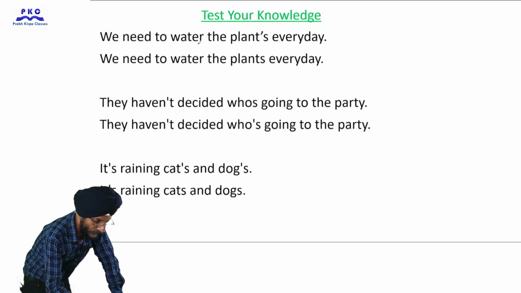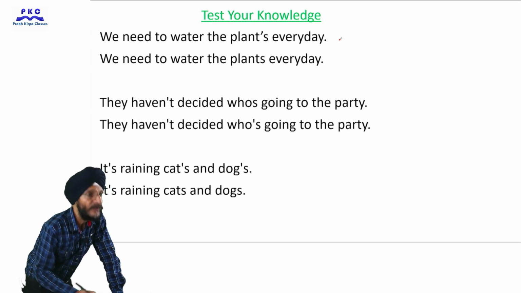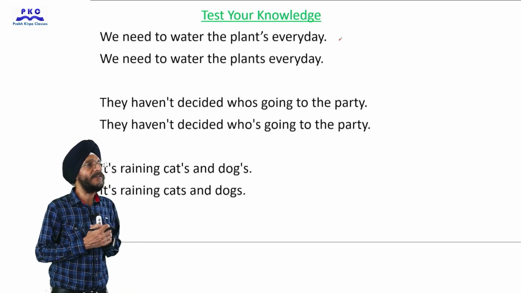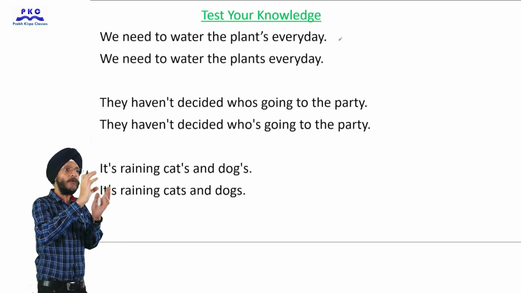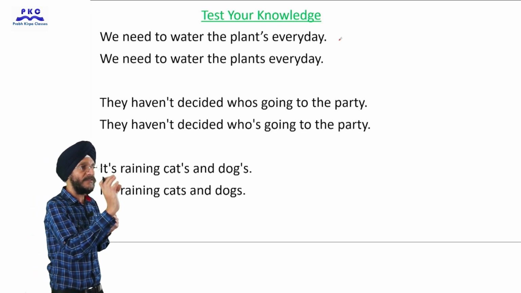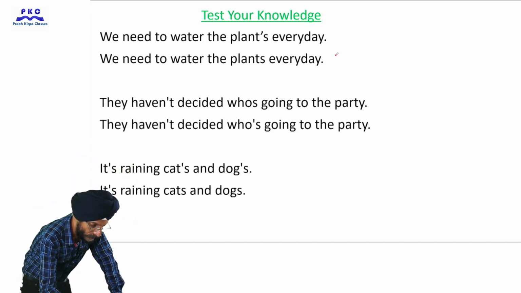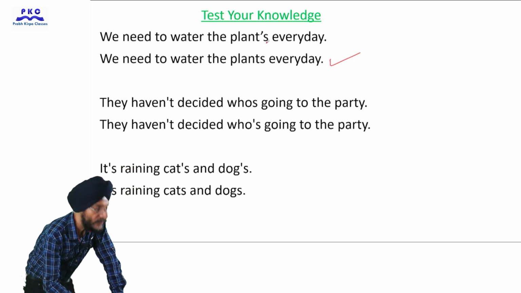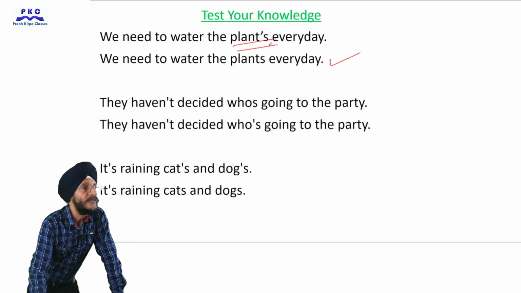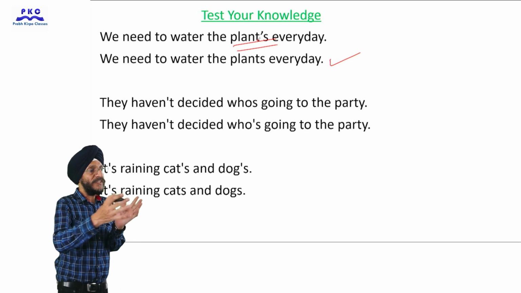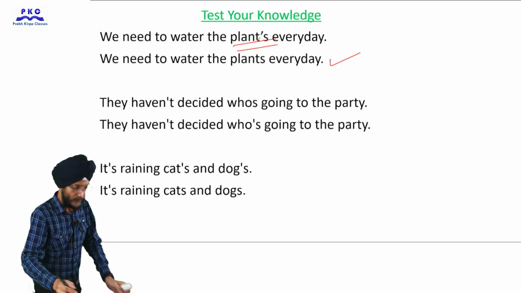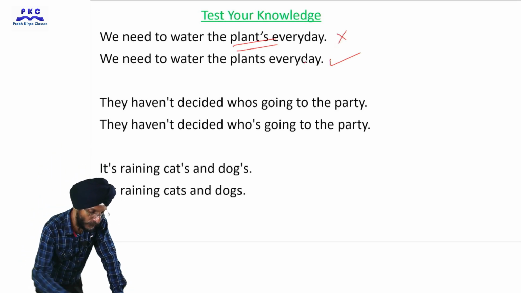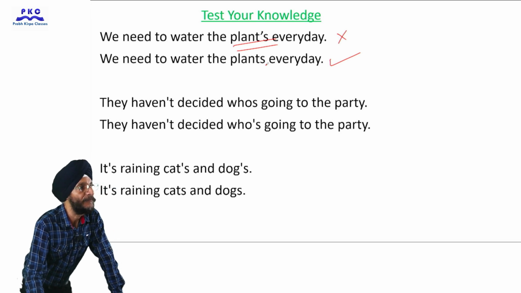We need to water the plants every day. Here it means that the plants regularly need water. Here, we are talking about plural, plants in plural. So here it is correct. If we write in this way, plant apostrophe s, it means possession of the plant, or the plant's possession of something. So it is wrong. This one is okay. We need to water the plants every day.